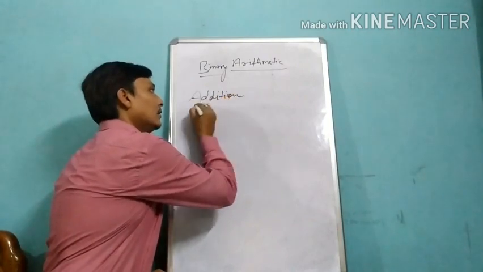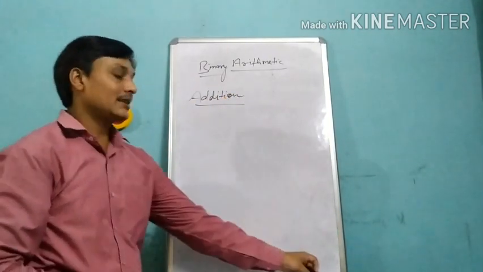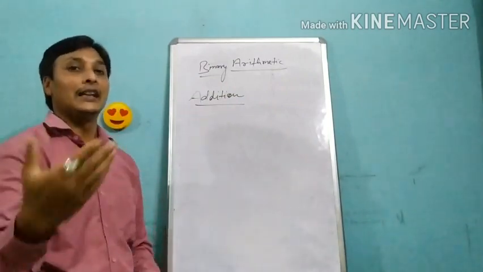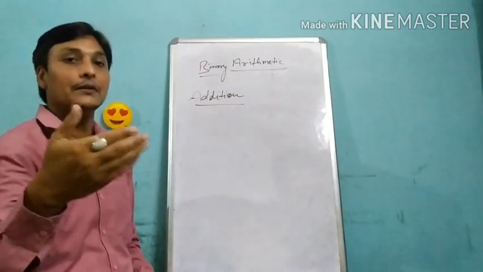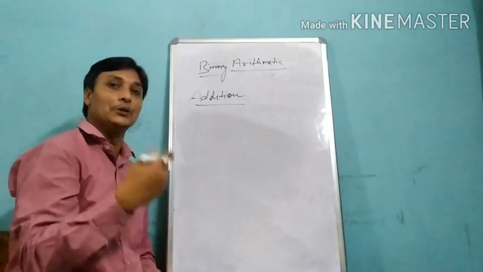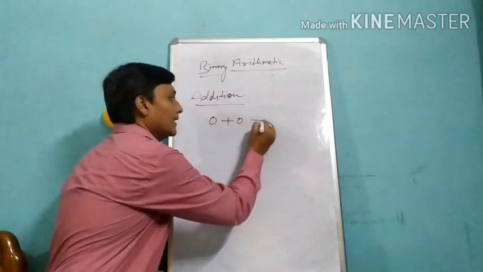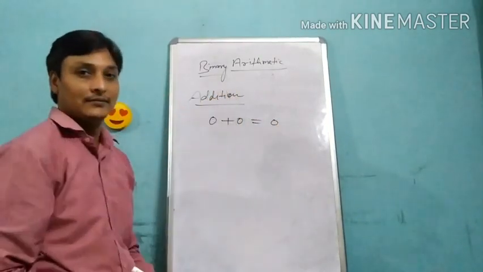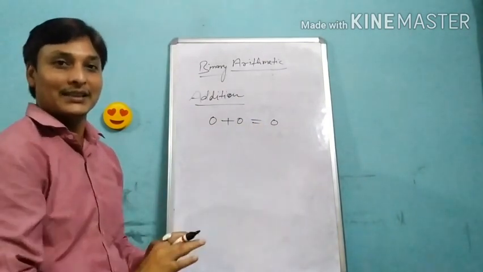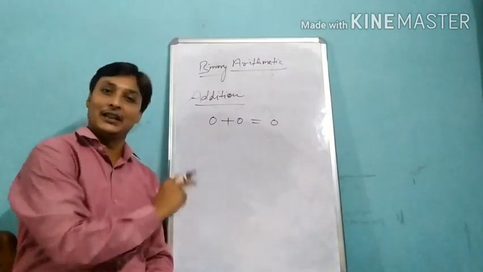Addition. To go through the addition, we must have knowledge of some values. It means how we will add the binary numbers. So we have some formulas, some rules. Students will have to go through this first: 0 plus 0 equal to 0. You will have to learn this one. You will not learn other things. Here in the case of binary addition, you will have to learn this one.